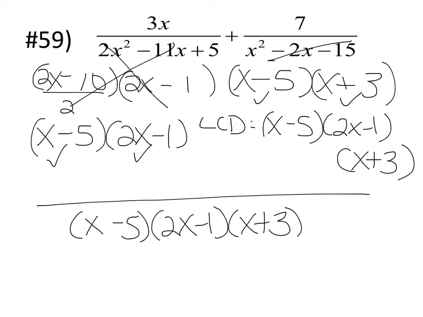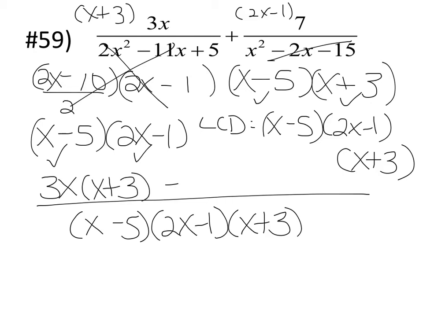And then I'm going to see what each individual one is missing. So this denominator is missing an x plus 3. And this denominator is missing a 2x minus 1. So I'm going to multiply 3x times x plus 3 plus 7 times 2x minus 1. Then I'm going to distribute.